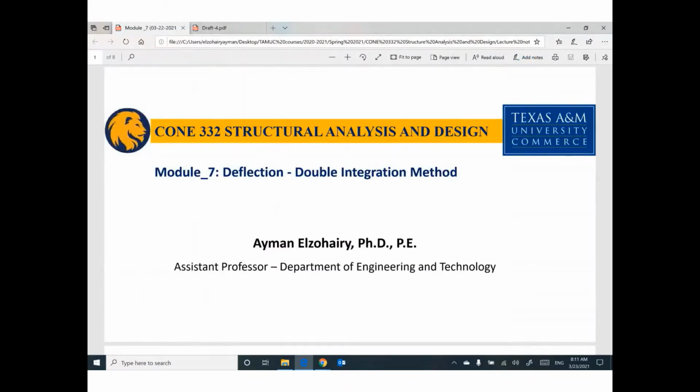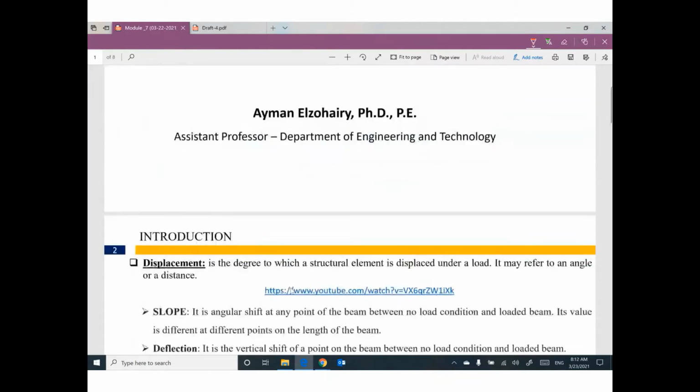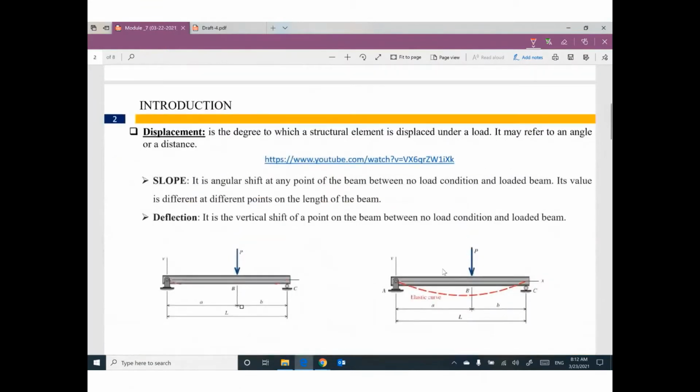Today, I will start with a new topic, which is deflection. In this course, I will cover many topics related to deflection. What do you mean by deflection? Let's start with the first expression, displacement.